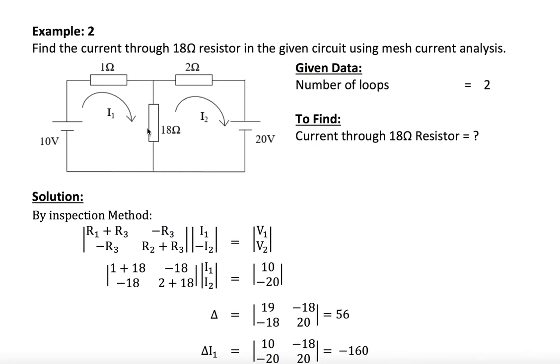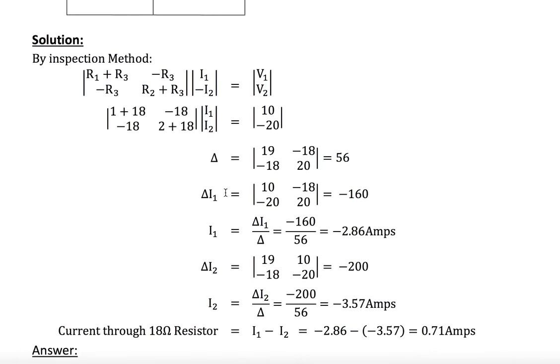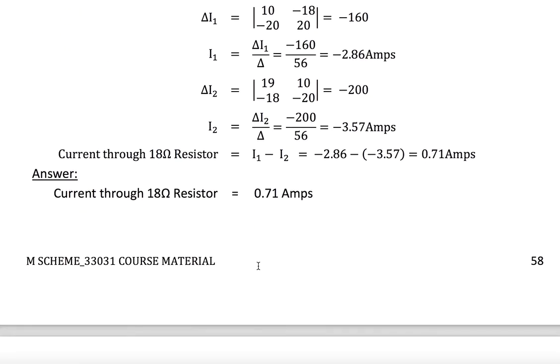I1 into 1 plus 18 into I1 minus I2 equal to 10. So 1I1 plus 18I1 equals 19I1. So this is 19, this is minus 18, equal to 10. What about here? Apply KVL again. From here 2I2 plus 20 plus 18 into I2 minus I1. So minus 18I1, plus 18 plus 2, 20I2 equal to minus 20. Positive here, right? That's it. You find delta, delta 1, delta 2. Delta 1 by delta equals I1, delta 2 by delta equals I2.